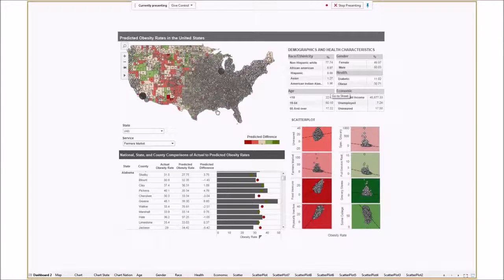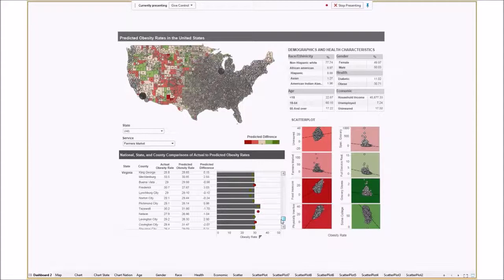On the top left is the US broken down by county. Green counties indicate a decrease in predicted obesity rates. Red counties indicate an increase in predicted obesity rate, and the darker the color, the greater the increase or decrease. To the right are demographic and health characteristics, including race, ethnicity, age, gender, health, and economic indicators. And below is a look at the state and county comparisons ranked.